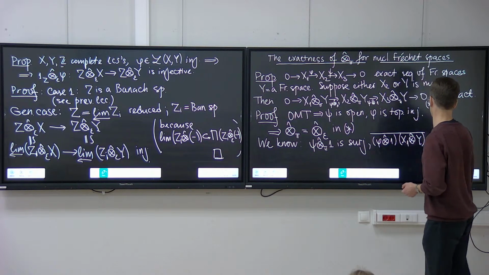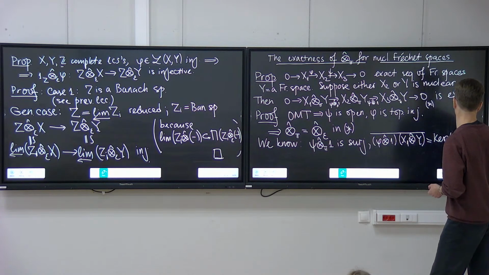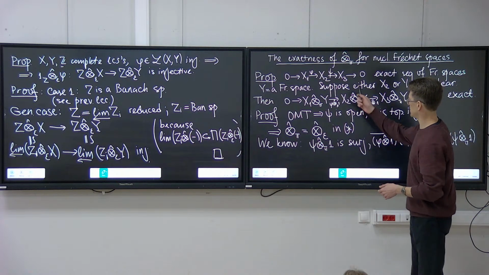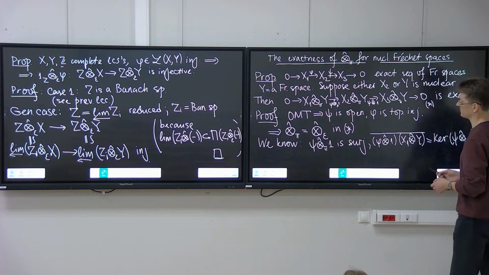This is dense in the kernel. Again, this is a general property of the projective tensor product. It preserves co-kernels, and explicitly this means that we have, in particular, this property. In particular, we see that the sequence is exact in here by the surjectivity of this map.